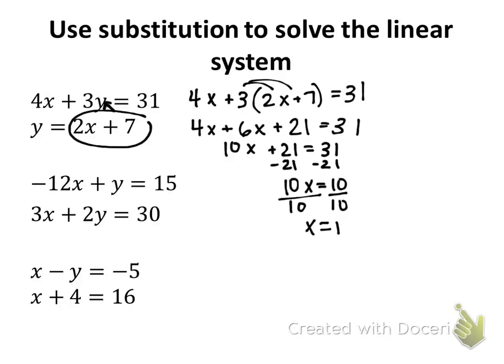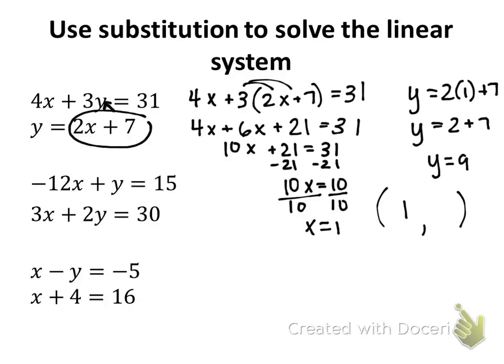Now, I'm not done. That is part of my answer, but I'm not finished. So you can plug this x back in to anywhere you see an x. I typically like to do it to this equation, the one that already says y equals or x equals, depending on which variable, because it's a little bit easier to find. So we're going to do y is equal to 2 times 1 plus 7. Y is equal to 2 plus 7. Y is equal to 9. So we want to make sure whenever we have the variables x and y to write our answer as an ordered pair. So my answer is (1, 9). So that's how we would solve using substitution.